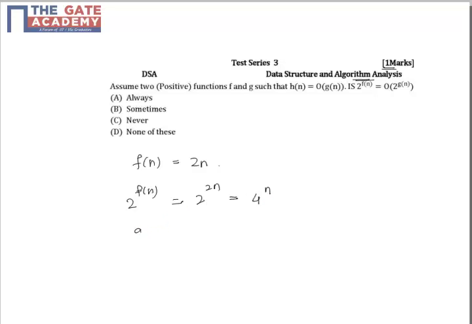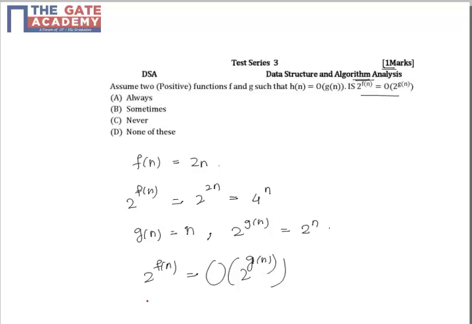And let's take g of n equals n. So what is 2 power g of n? 2 power g of n is nothing but 2 power n. Okay. And according to this relationship, 2 power f of n equals big O of 2 power g of n. Okay. That means, whatever we are assuming, some function f of n and some function g of n, for those particular f of n and g of n, 2 power f of n is 4 power n and 2 power g of n is 2 power n.